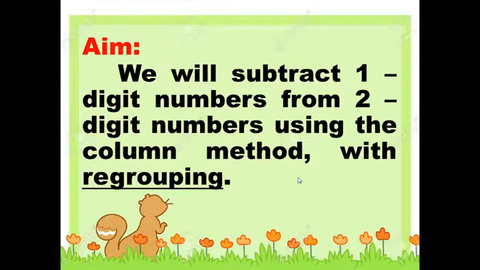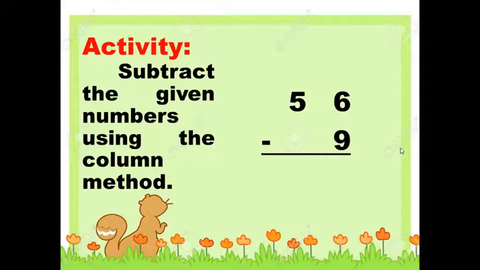So today we will subtract 1-digit numbers from 2-digit numbers using the column method with regrouping. Later we will identify what is regrouping. In your activity, we need to subtract the given numbers using the column method. Again, let's go back. What is the instruction given to us when we are subtracting using the column method? That's right. We need to subtract starting from our ones.